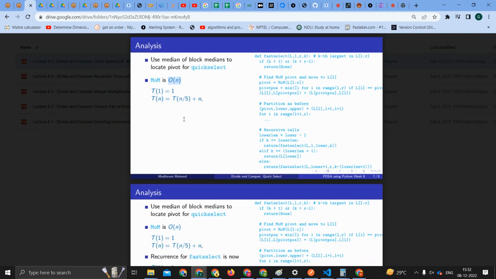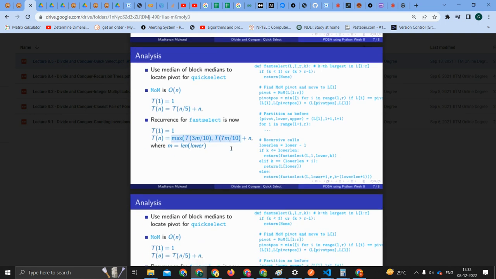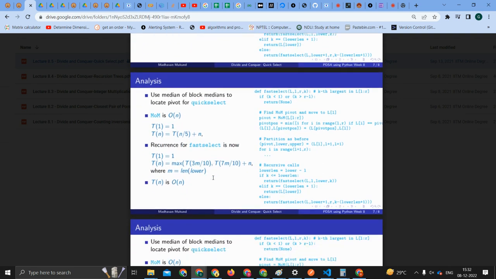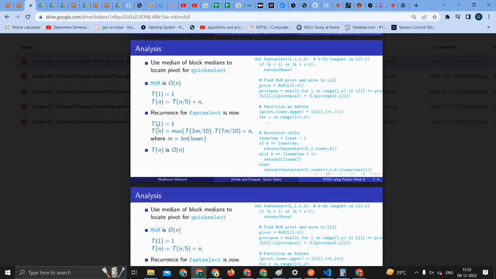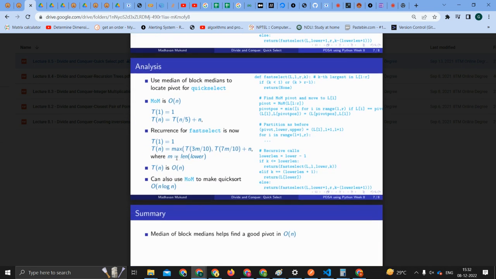Okay, and the recurrence for the quick select. Max of what is this? Exactly. See, you can also use MOM to make quick sort. No, what is this?